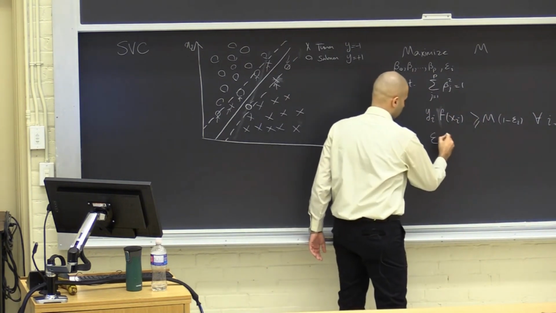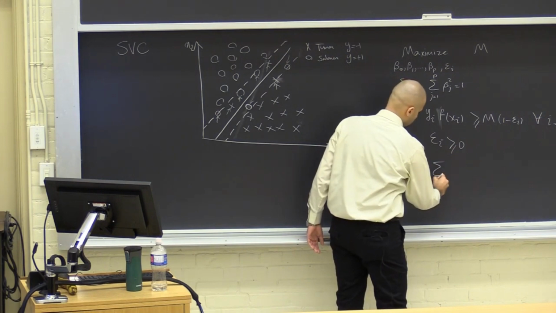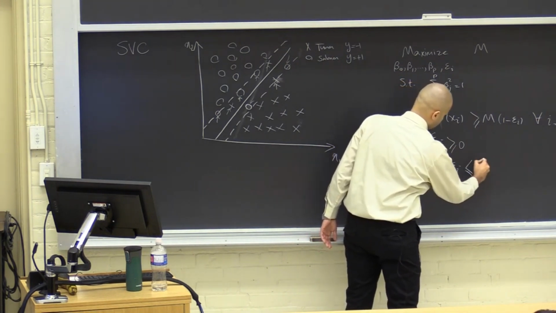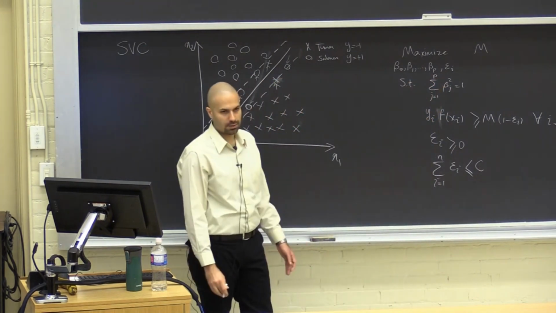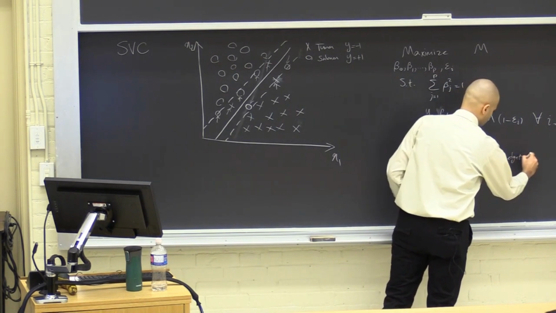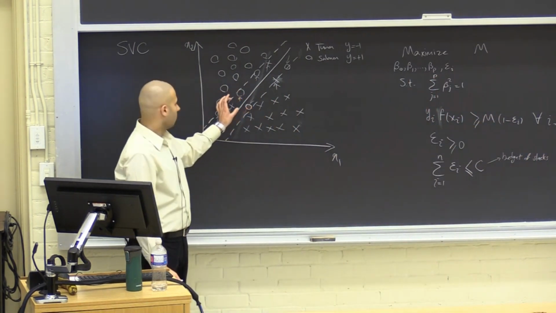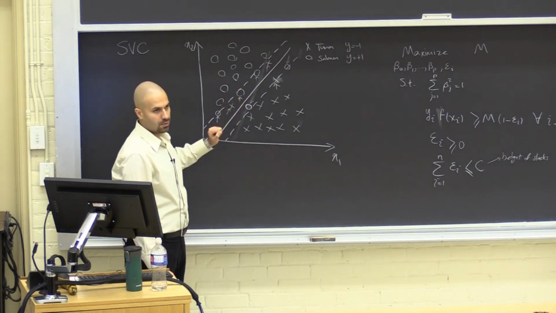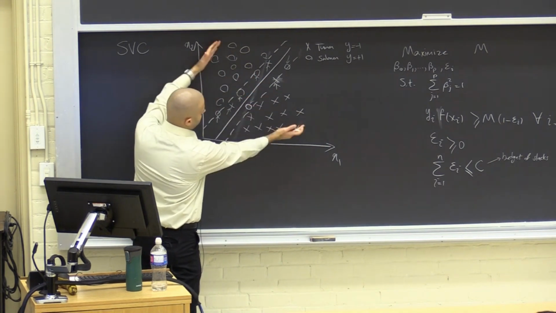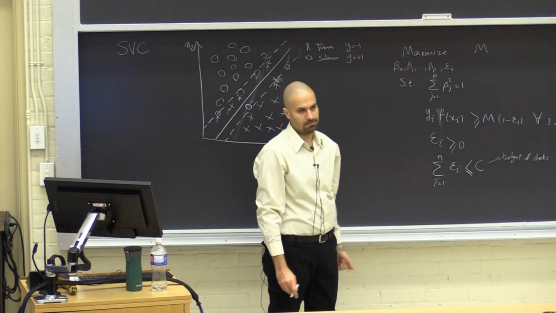So these slack variables are non-negative, and there's a total budget of C, capital C, for these slack variables. This budget defines the width of the soft margin. So if we have more budget, we can actually have wider margins. And when budget is 0, we go back to the previous case where we had a hard margin.